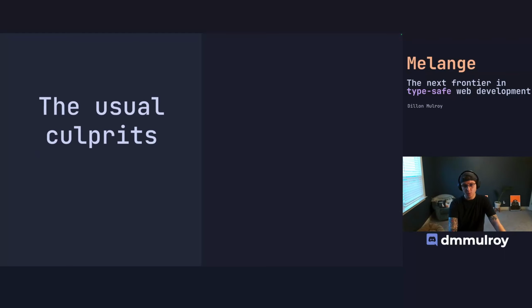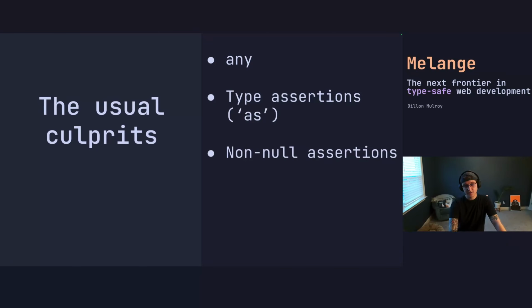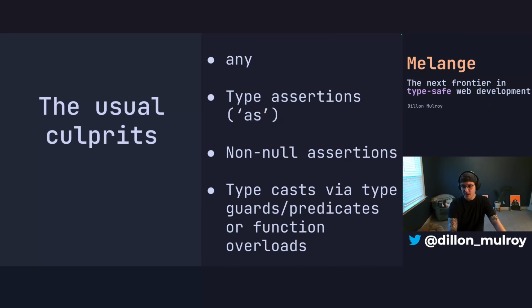Well, we have our usual culprits. Obviously, any. Type assertions or typecasts using the as keyword. Non-null assertions, effectively telling the type system that we know, or at least we think we know, that data is not null or undefined. And then finally, typecasts via type guards or type predicates, and function overloads. Essentially, if you use any of these features in your code base, you are introducing inherent and implicit type unsafety. It creates the ability for human error, and really just amplifies the chances of runtime type problems to crash our programs.